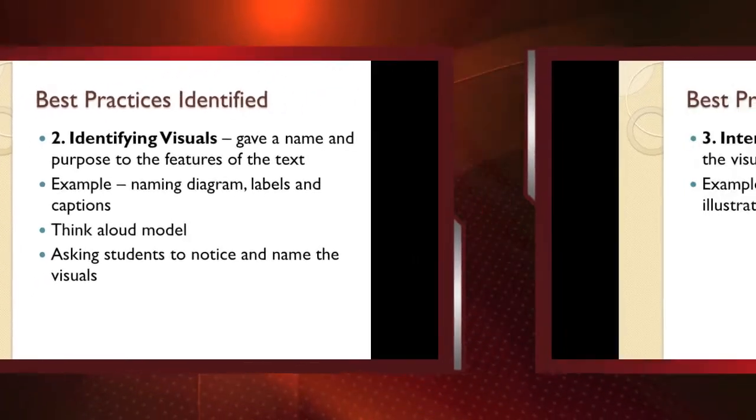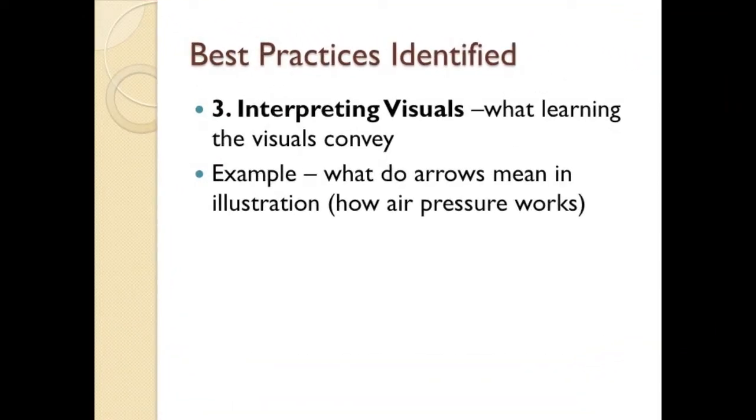The teacher then made sure to talk about what the visuals convey. Why is that there? What do we learn from that? How can we connect that to the text? For example, in a picture of how air pressure works, they talked about what the arrows were, what do the arrows show, and what did we learn from the arrows within the text.